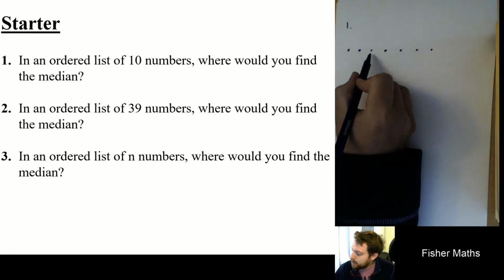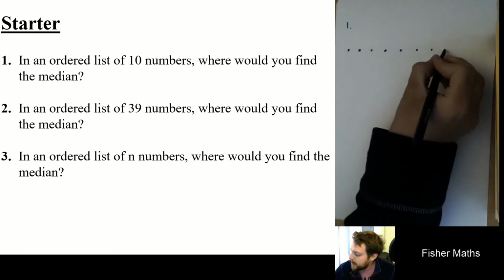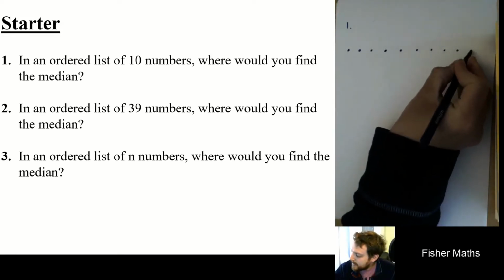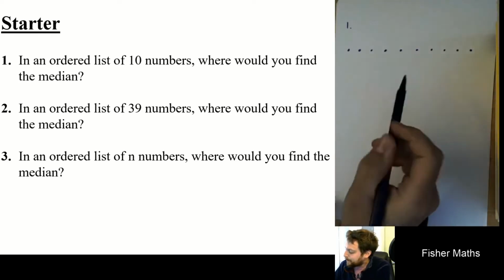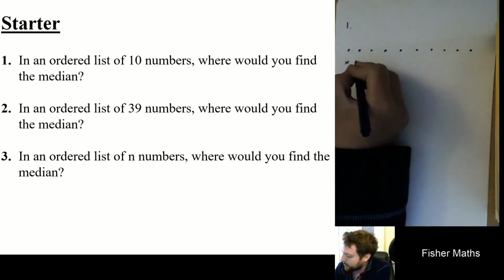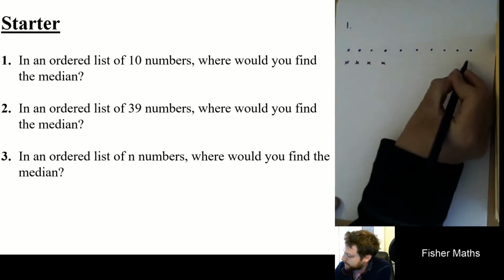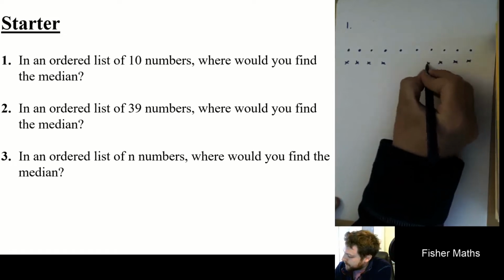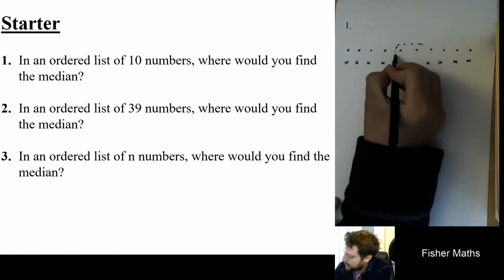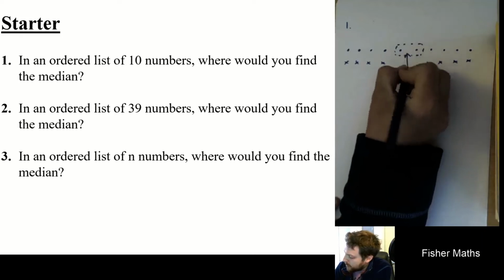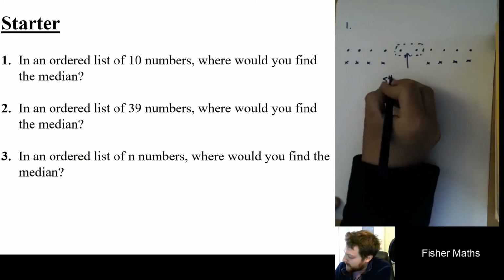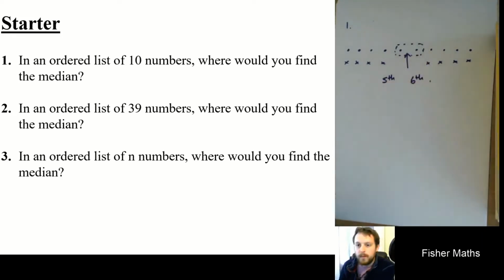So anyway, 1, 2, 3, 4, 5, 6, 7, 8, 9, 10. Now, if you were to actually cross these off, it will be halfway between the 5th and 6th number. So that's the answer to number 1.